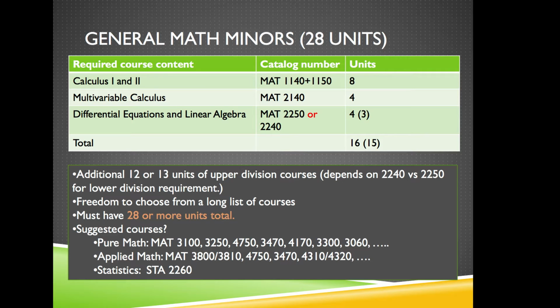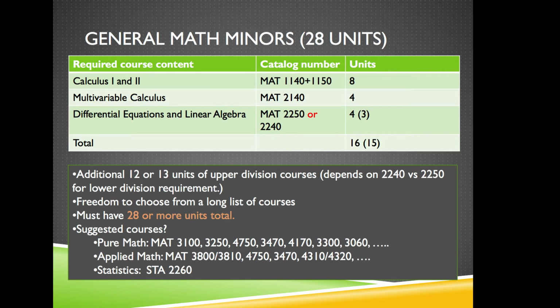However, if you take the 2240, you only get 3 units. So to get to the total 28, you have to take an extra upper division unit to meet that. So to get to the 28, you need an additional 12 or 13 units of upper division courses. Please see the handouts on the webpage or in the Blackboard organization to see specifically which courses can be counted for these upper division electives. Generally, the minor is very open-ended. You have the freedom to choose from a really long list of courses as long as you hit that 28 total. After taking the required lower division, you just take whatever you want.